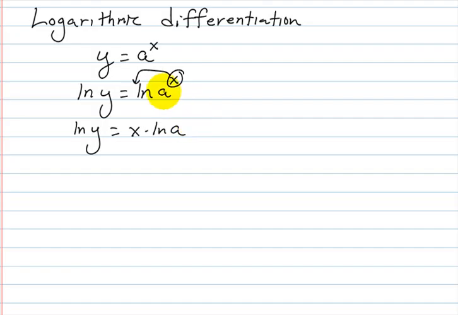If the base here was not a constant, that's okay. It's no big deal. If this were some sort of function sitting here, we would just have to use the product rule because we would have the product of two functions. In this case, I don't need to because this is a constant. So what I'm going to do now is take and implicitly differentiate both sides of this equation.